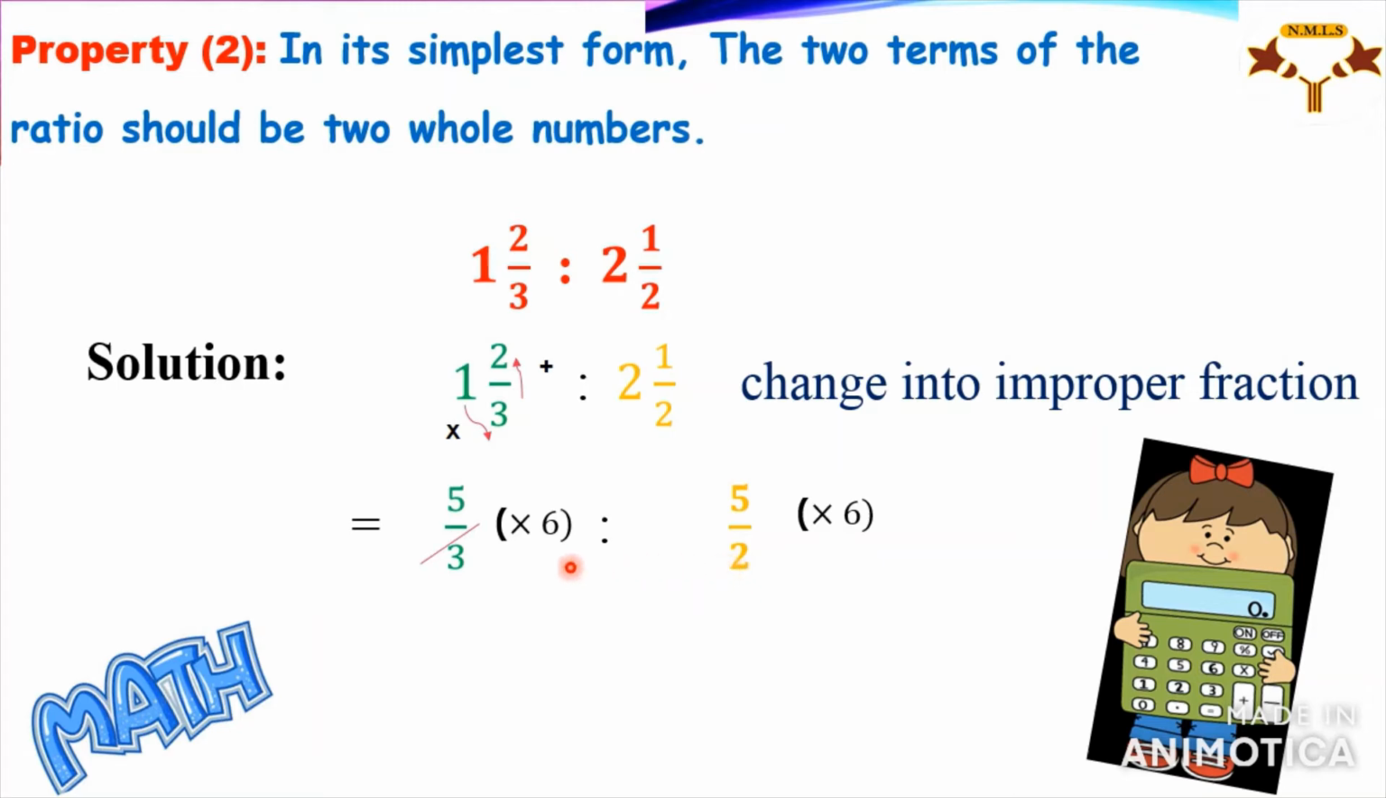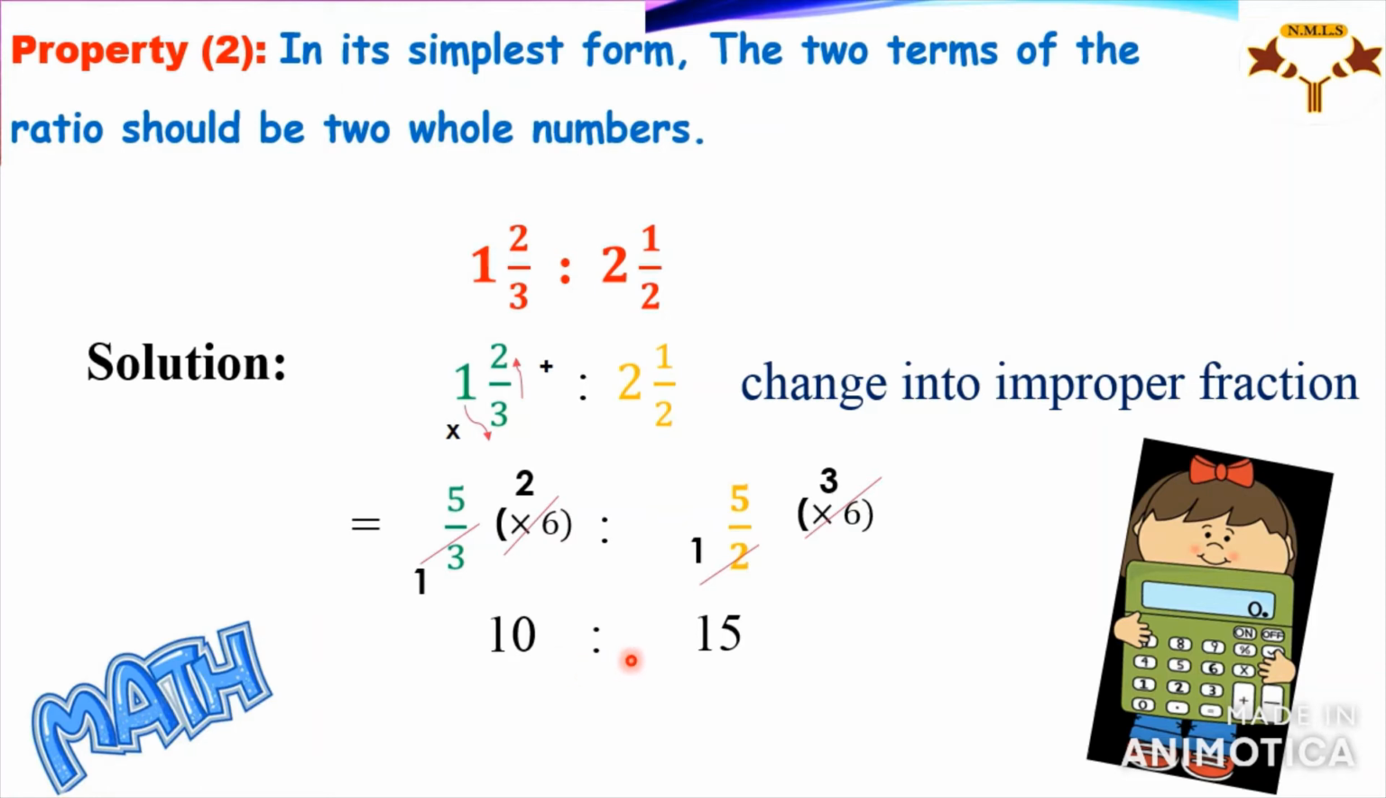Then simplify easily, as we studied in grade 5. 6 divided by 3 equals 2. And in the other fraction, 6 divided by 2 equals 3. Now multiply 5 by 2, 10. And here I have 5 multiplied by 3 is 15. Now I converted the two fractions into two whole numbers, which is 10 to 15.